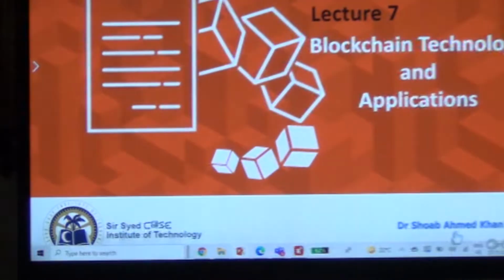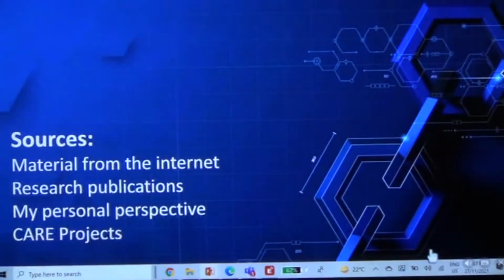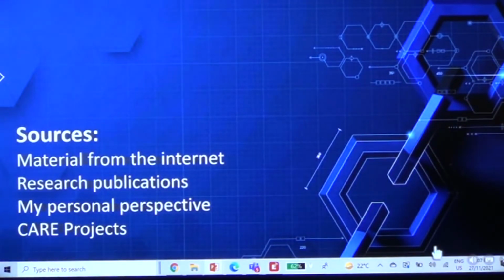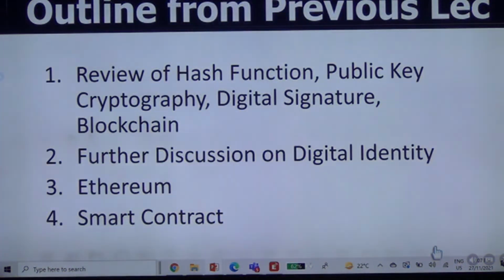Let's start. This is lecture number 7 in blockchain technology and applications. The same slide you see in every lecture, the resources, and this is the outline from the previous lecture.